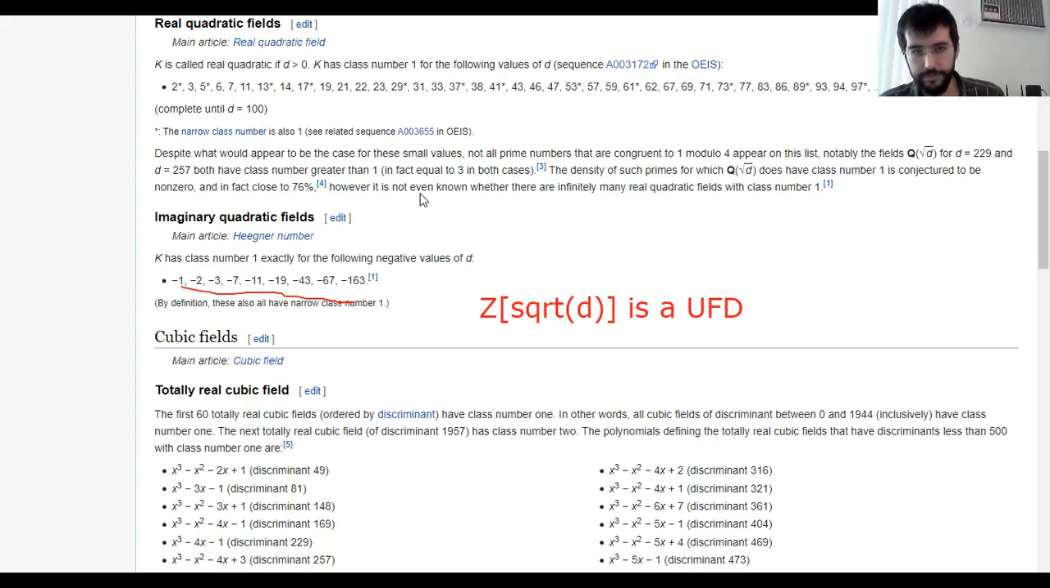So class number one means it's a UFD. What about numbers greater than one? Because I see it talks about class. I'm not going to get into it in this class, but it's just something about ideals. All these rings have a group associated to them. It's a finite group, and it's called a class group. It has something to do with the ideals. The class number is the size of the group, and the group is trivial whenever you have a PID. The bigger it is, the fewer principal ideals you have, essentially.